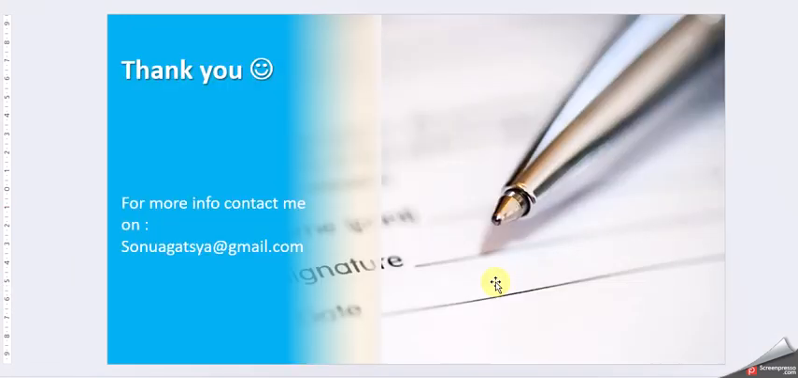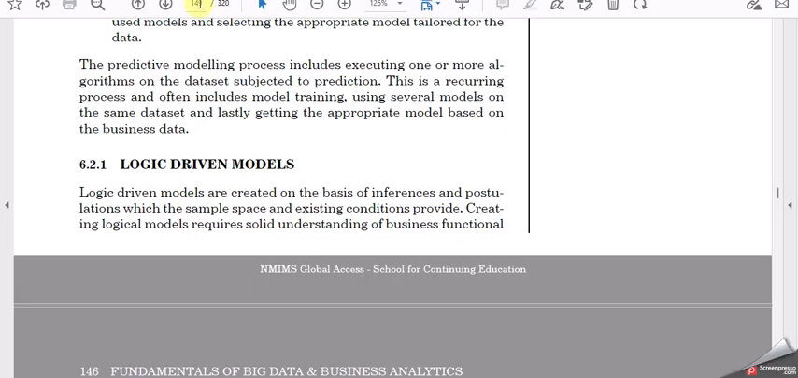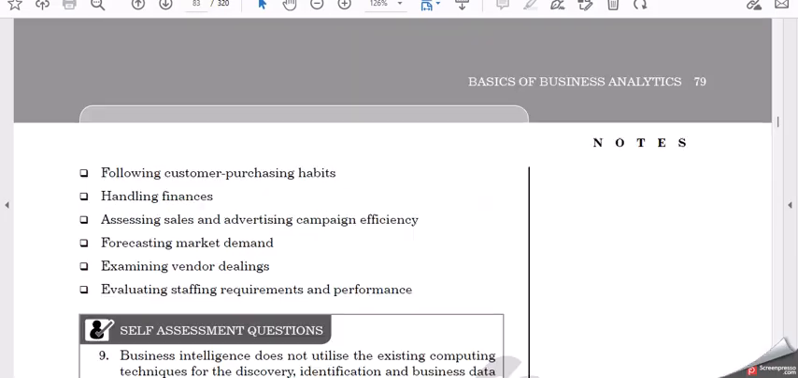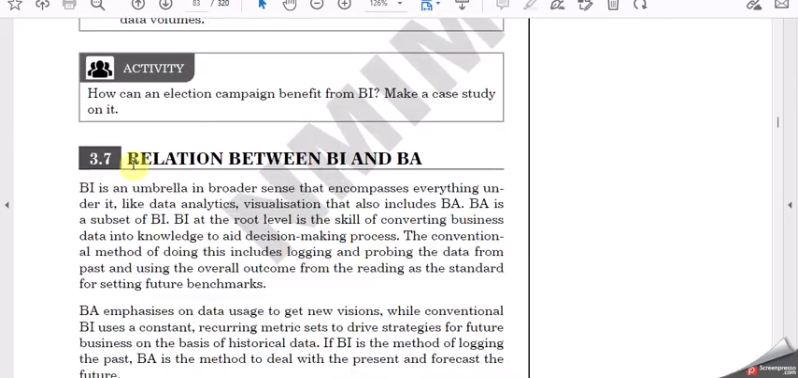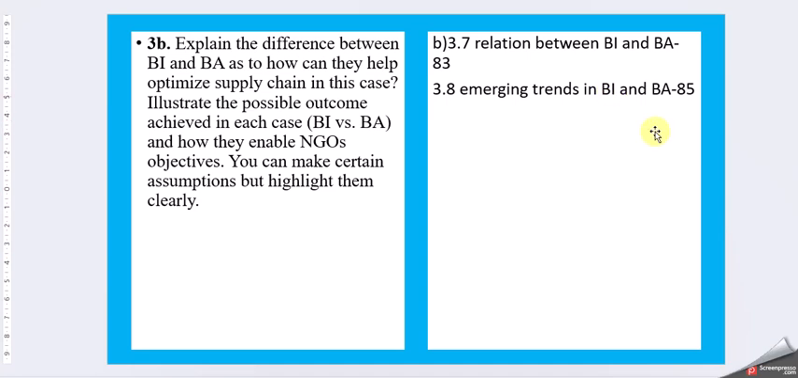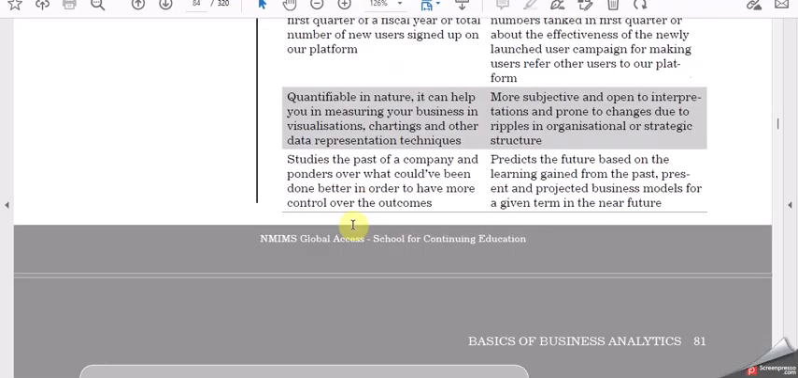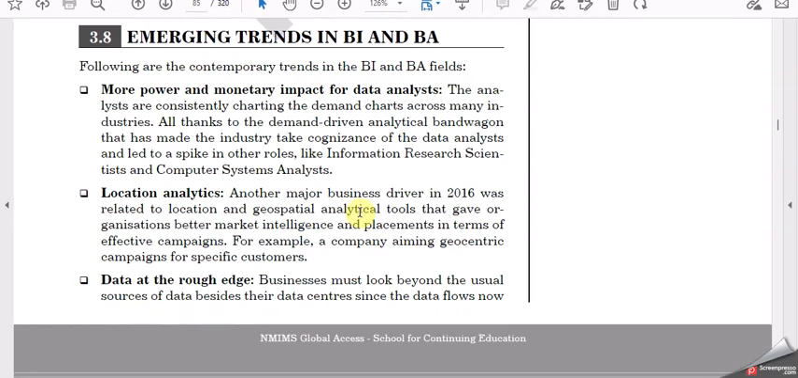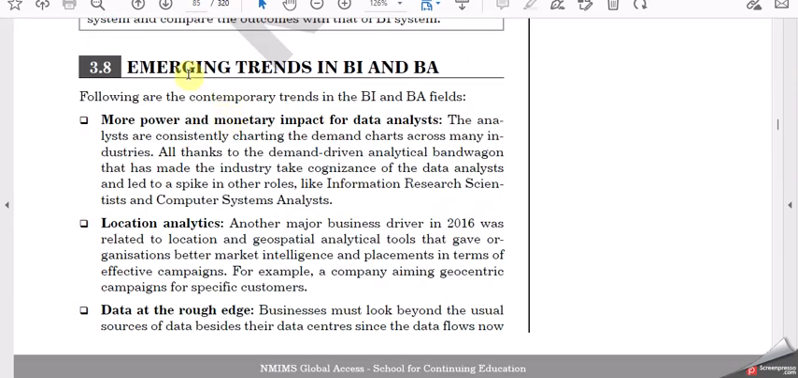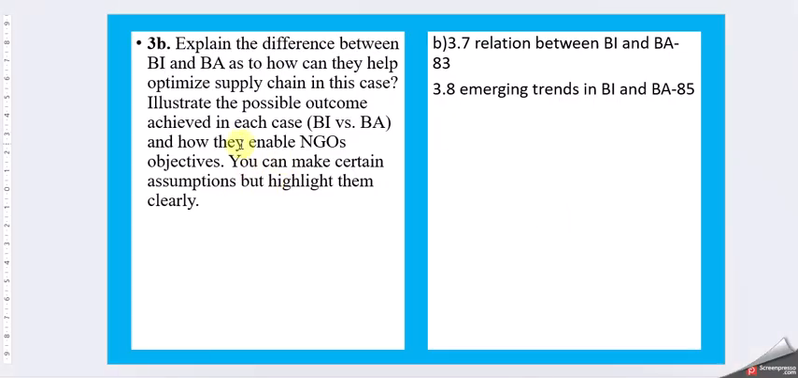Then for part B, relation between BI and BA, page number 83. Relation between BA and BI. Emerging trends in BA and BI can also be used. And of course, for connecting the dots, we have to go with a little more external sources so that the NGO can benefit.